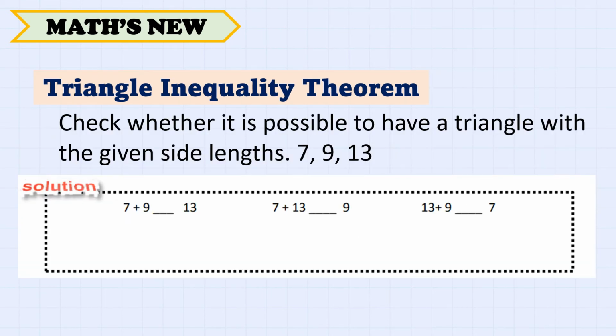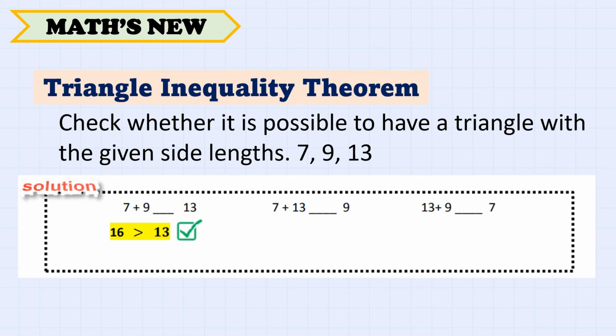Let's check whether it is possible to have a triangle with the given side lengths 7, 9, and 13. So let's add two sides, and the sum should be greater than the third side. First, 7 plus 9 should be greater than 13. 7 plus 9 is 16. Yes, 16 is greater than 13.